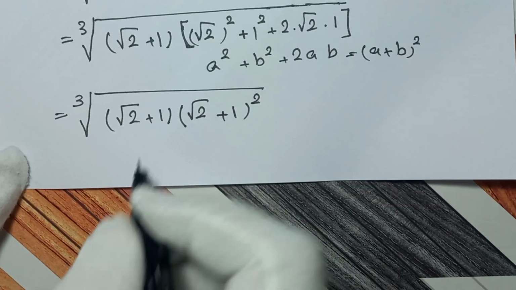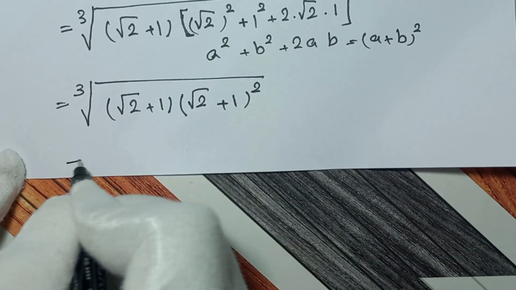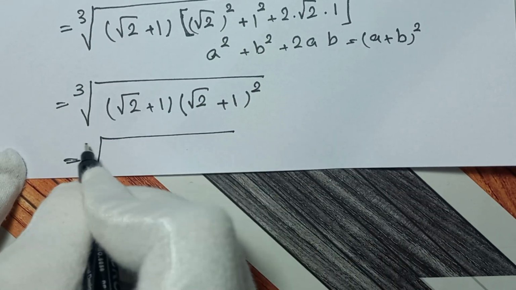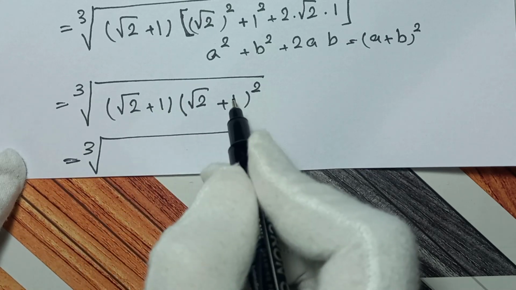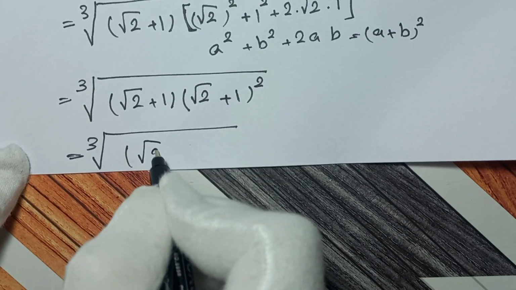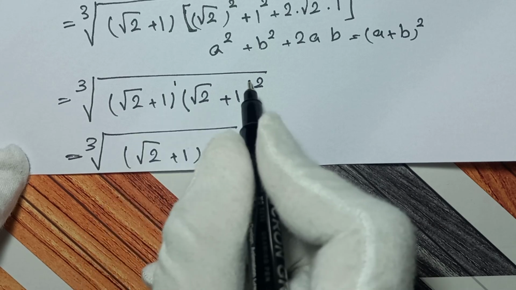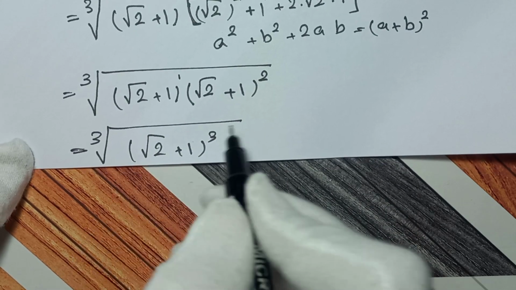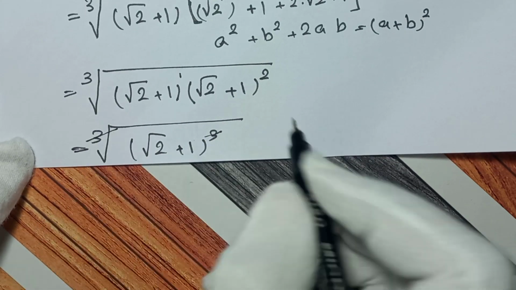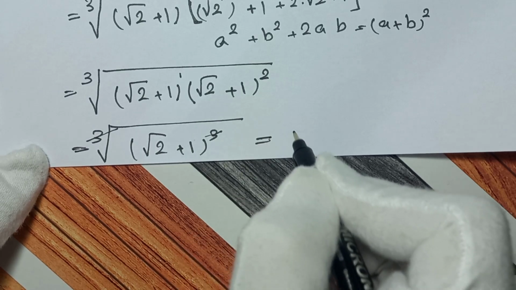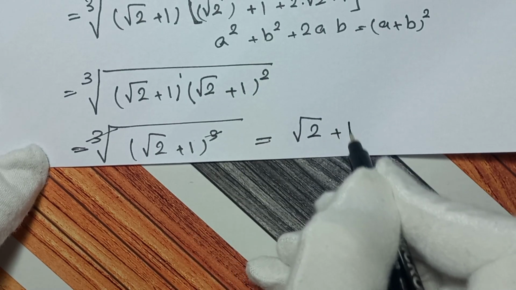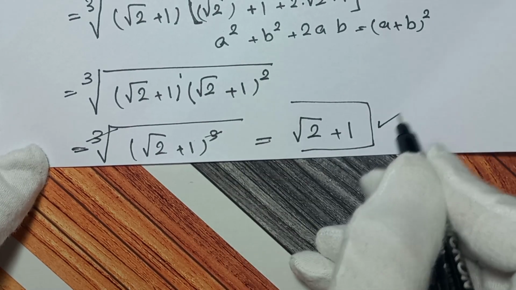So in here, this is equal to cube root of, this times this, we can write square root of 2 plus 1 to power of, this to power of 1, right? 1 plus 2 is 3. And here, this 3 will cancel this cube root, and it will be square root of 2 plus 1. And this is our final answer.